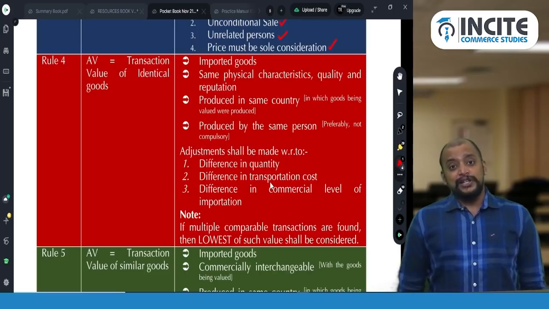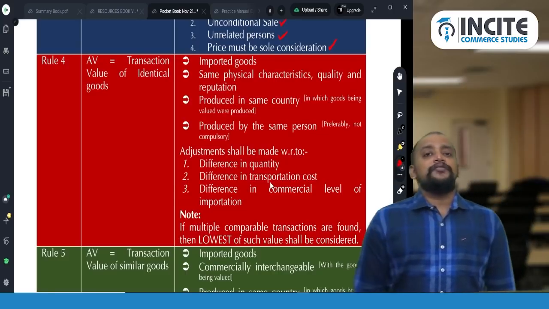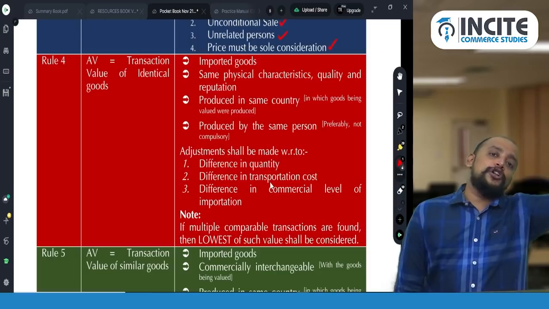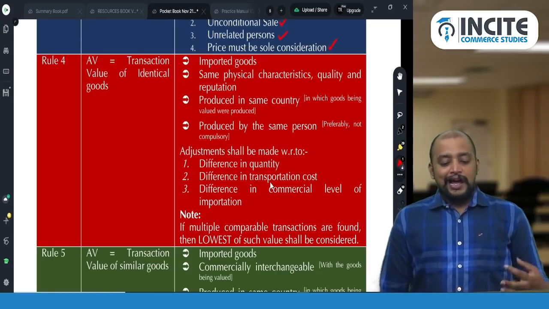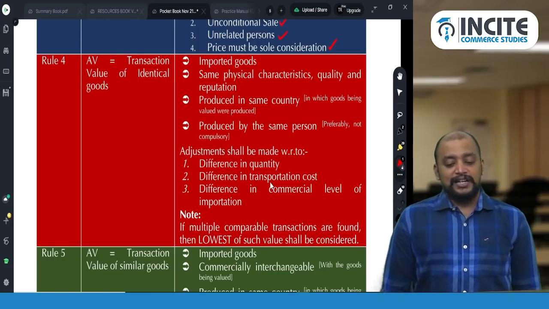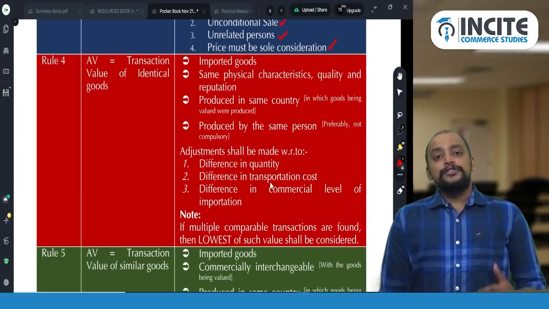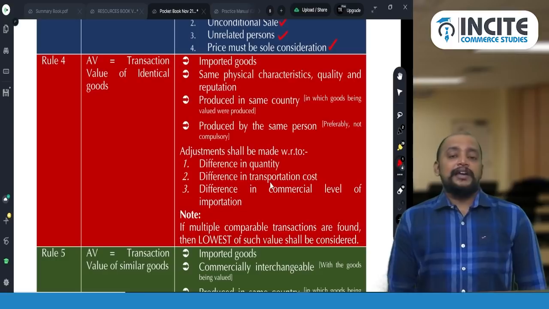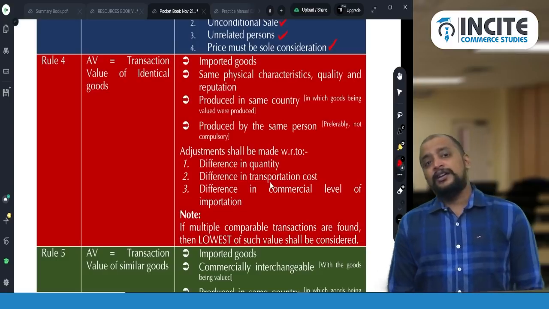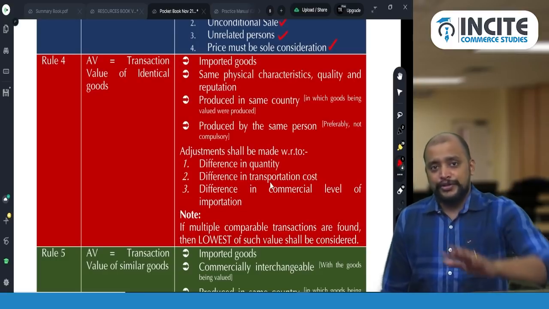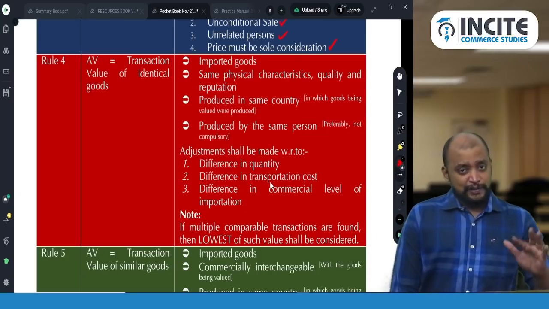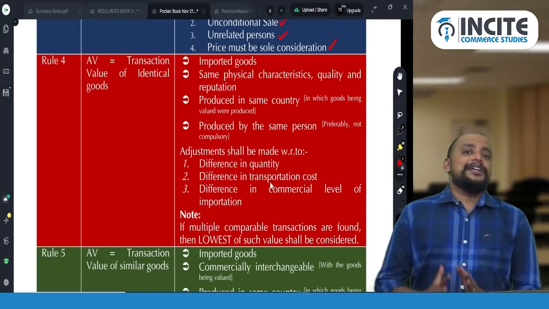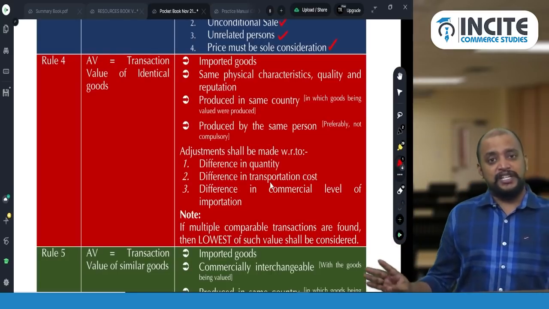And produced in the same country. I am importing from Korea. The comparable should also be imported from Korea and produced by the same producer, but that is preferable, not mandatory. I am importing from LG, and the other import is from Samsung, so not necessarily the same producer. Preferably the same producer, but not compulsory. So this is known as identical goods. So four points should be satisfied.